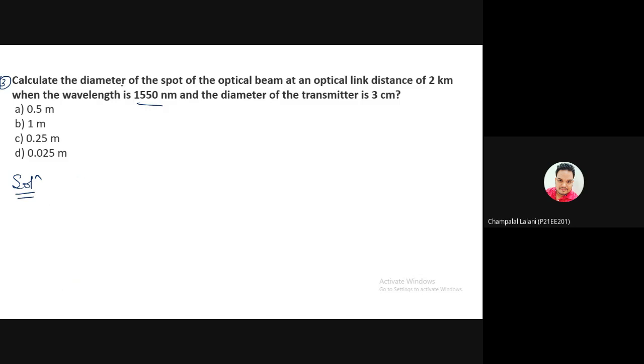So here it is saying that from an aperture of 3 cm, a beam is transmitted at a distance of 2 km. So what will be the diameter of this spot? As you know, when a beam travels in free space, there is a phenomenon called dispersion, or beam divergence.